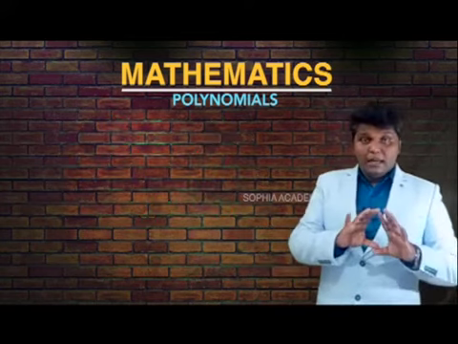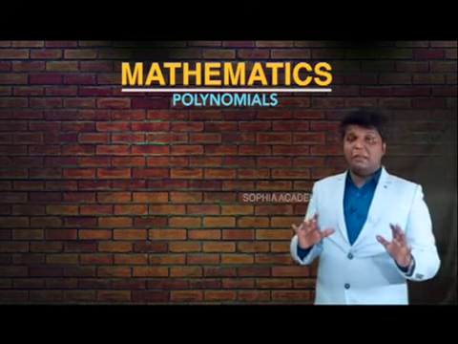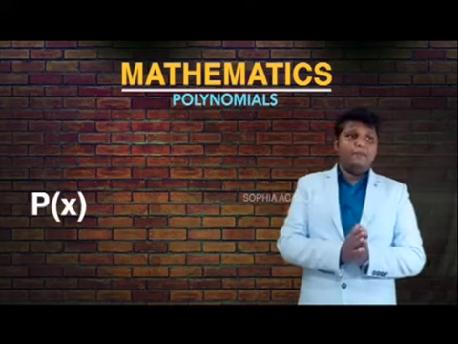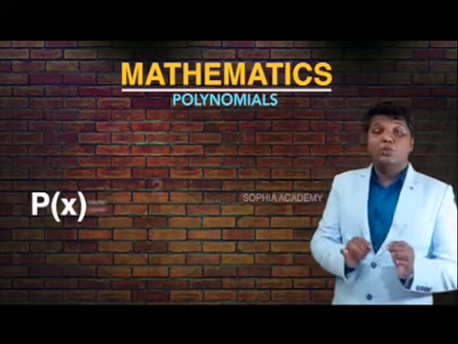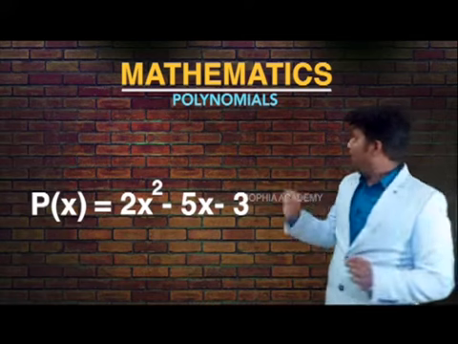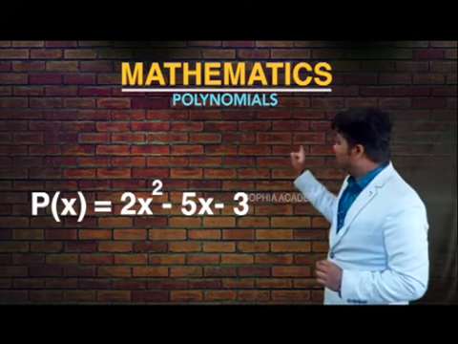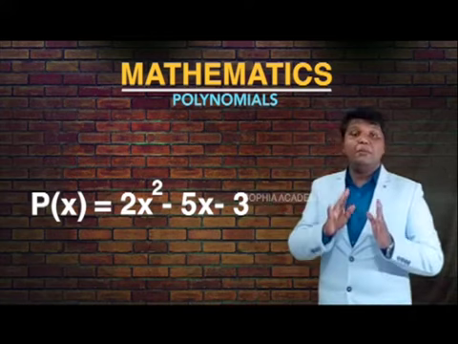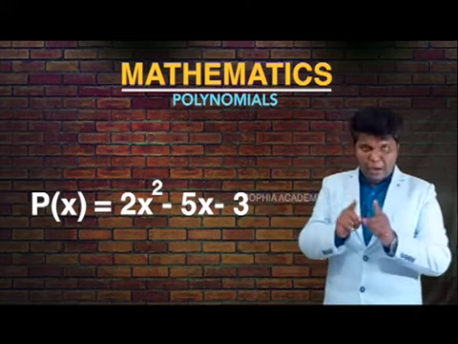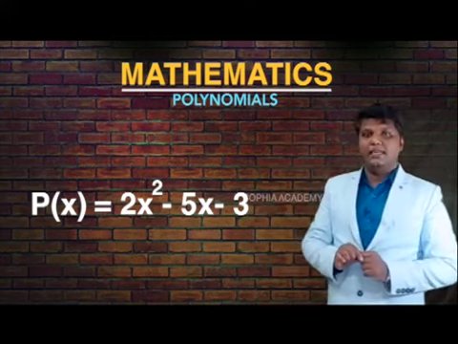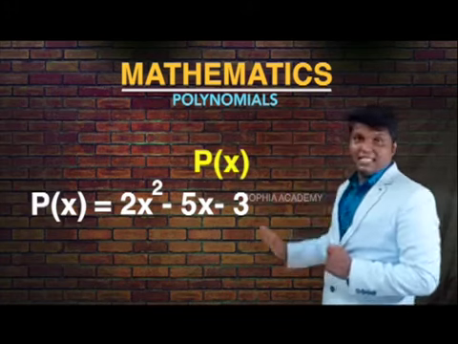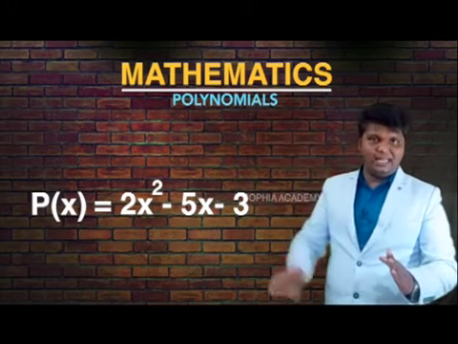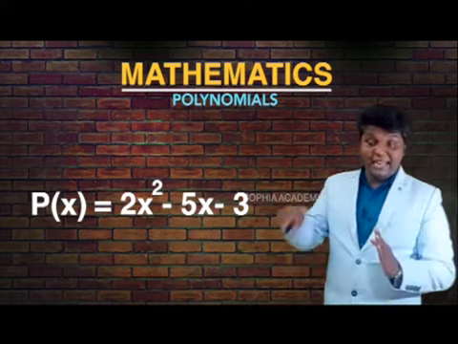And now, general term of a polynomial can be represented as p of x. If you are taking any polynomial, say I will give you an example, 2x square plus 5x minus 3. This can be written as p of x is equal to that. What does it mean by p of x? After p you will put one bracket, and inside the bracket you will put that x, and we will read it as p of x. P of x means polynomial in x.